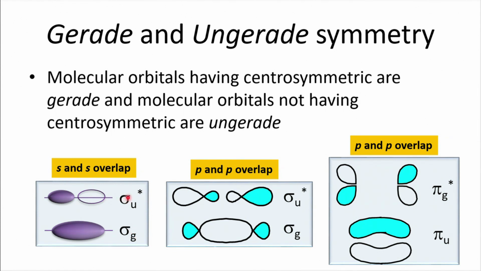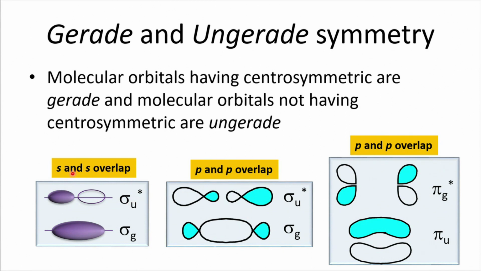and when we go to the sigma star, that is the antibonding orbitals, these are called ungerade. If you start from here, you go to the top, you have a positive sign, and when you come here on the opposite side you have a negative sign. So that means there is no center of symmetry, or this particular antibonding orbital does not have centrosymmetry. So this is called an ungerade orbital.